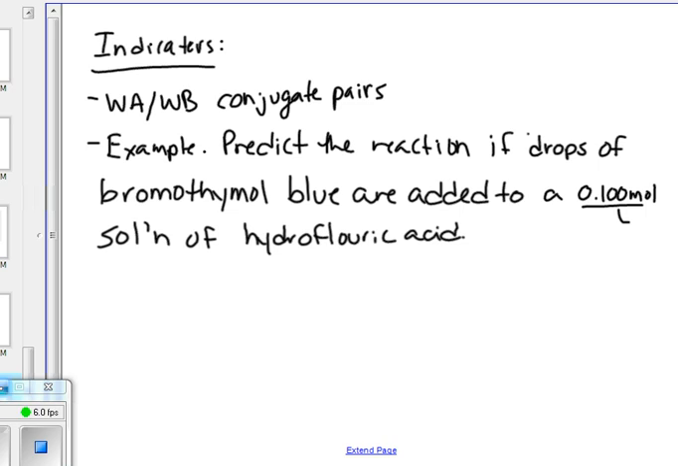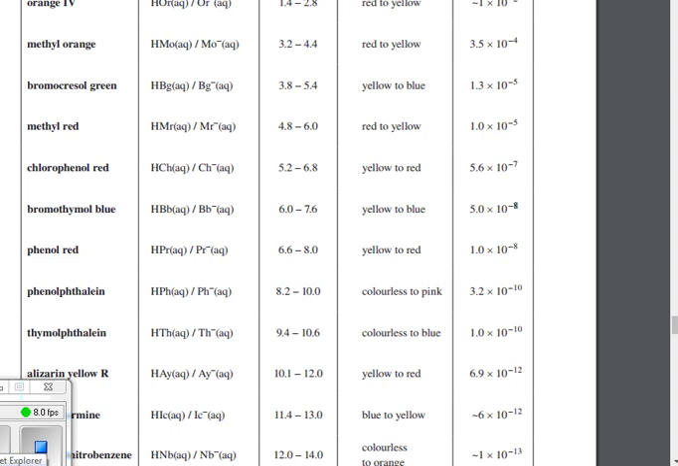So here's an example involving indicators. Remember, indicators are just weak acid base conjugate pairs. If you look in your data books on page 10, you'll see the list of indicators. So the conjugate pair, the only difference, right, is a single hydrogen.